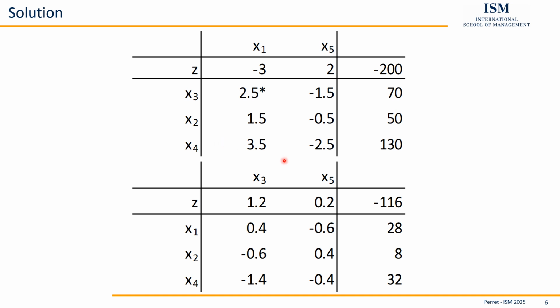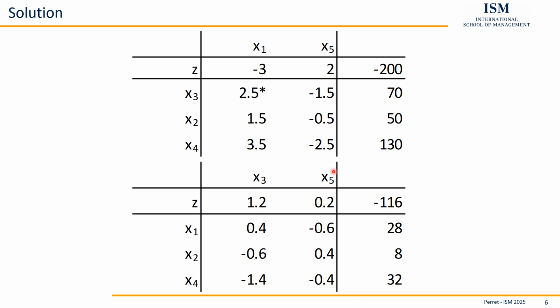Well, however, if I do calculate all the other values here, for this value, I have this rectangle, so this minus this times this by this. For this value, I have this rectangle, so 50 minus 70 times 1.5 divided by 2.5. And for the 130, I have 130 minus 70 times 3.5 divided by 2.5, giving me the values as I see them here. Well, this is, as I said, the optimal solution.